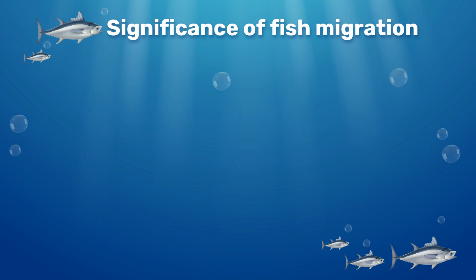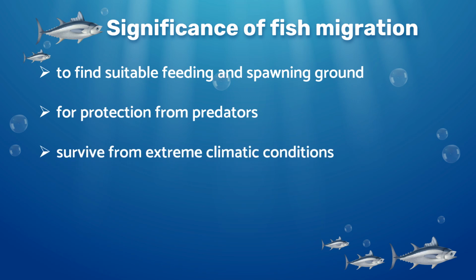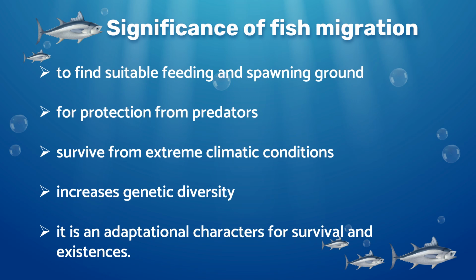Let's see what is the significance of fish migration. Fish migration is essential to find suitable feeding and spawning ground. It helps for protection from predators, and it also helps to survive from extreme climatic conditions. It increases genetic diversity, and it is an adaptational character for survival and reproduction.